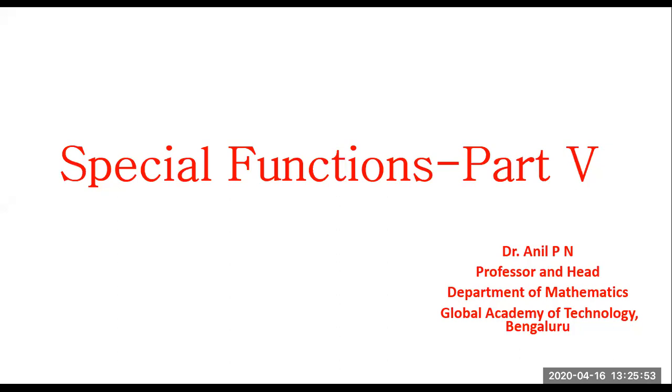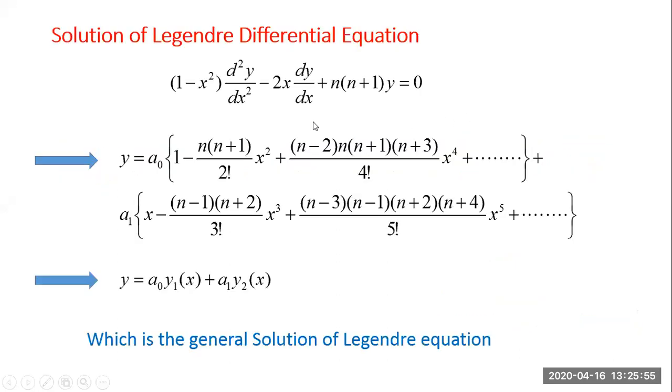In the previous video, we found the series solution of Legendre differential equation. The solution is given by y is equal to a naught into the term containing the even powers of x plus a1 times the term containing the odd powers of x. So we denote the first term by y1(x) and the second one by y2(x). So a naught y1(x) plus a1 y2(x) is a general solution of Legendre equation. So in this video, we try to analyze a naught y1(x) and a1 y2(x).